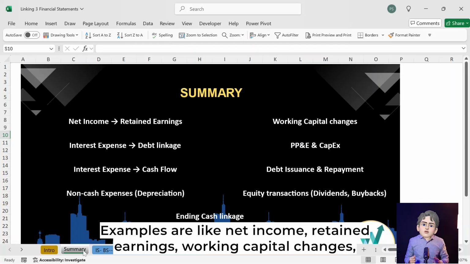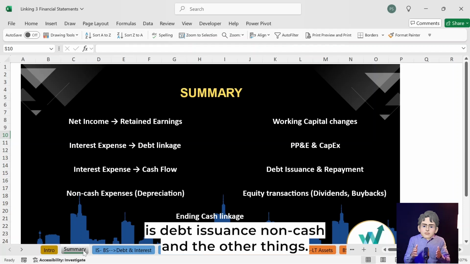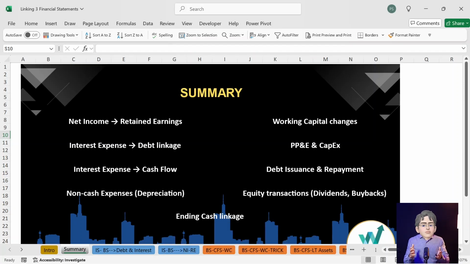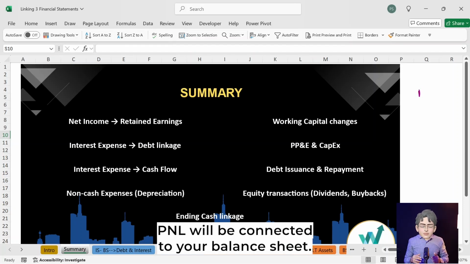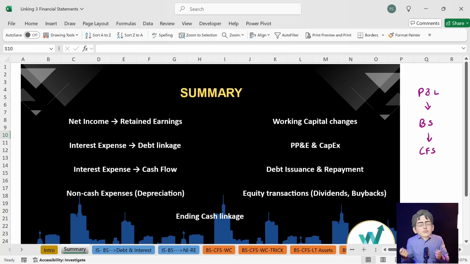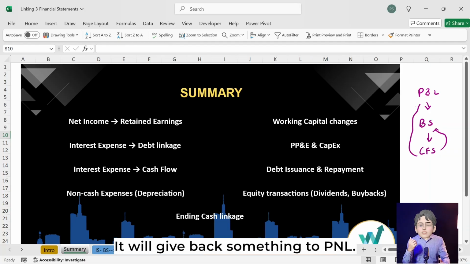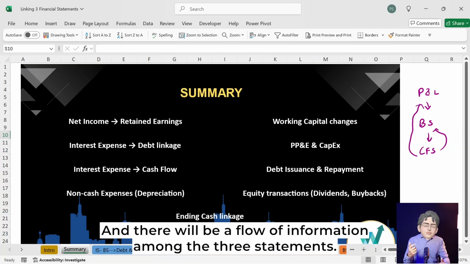Examples are net income, retained earnings, working capital changes, the interest expenses, the PP&Es, debt issuance, non-cash, and other things. The idea is very simple. P&L will be connected to your balance sheet. Balance sheet will feed your cash flow statements. And cash flow statement will give something back to the balance sheet. It will give back something to P&L.